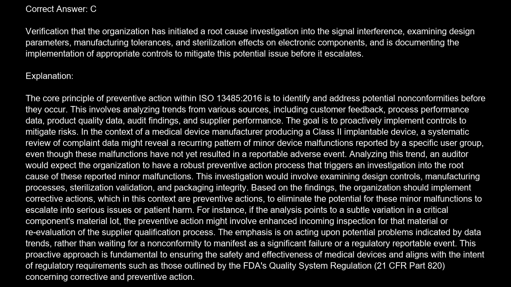The emphasis is on acting upon potential problems indicated by data trends, rather than waiting for a nonconformity to manifest as a significant failure or a regulatory reportable event. This proactive approach is fundamental to ensuring the safety and effectiveness of medical devices, and aligns with the intent of regulatory requirements such as those outlined by the FDA's Quality System Regulation, 21 CFR Part 820, concerning corrective and preventive action.